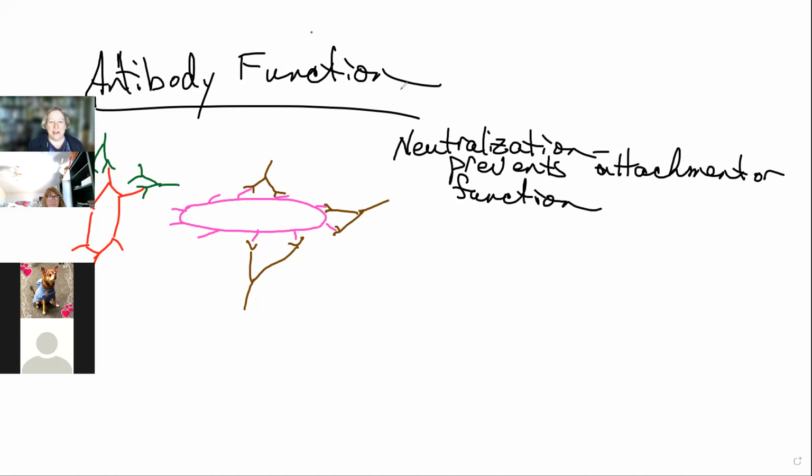Oh, you know what? I just changed my mind. I am gonna make this an enveloped virus, because it's going to be easier to talk about on this next part. So I've got all these FC portions. And so I've got complement. I've got complement floating around. Complement is going to bind to these FC portions.